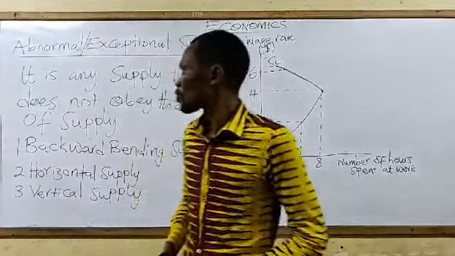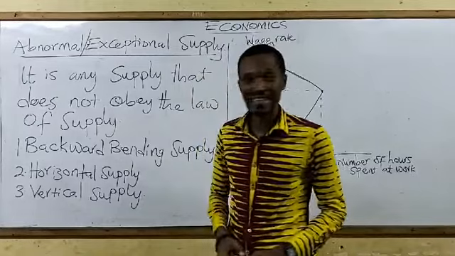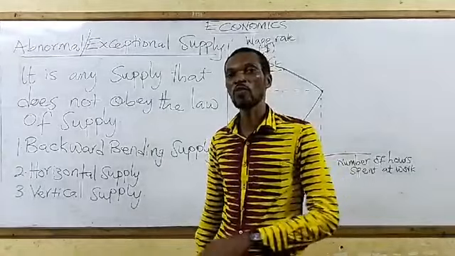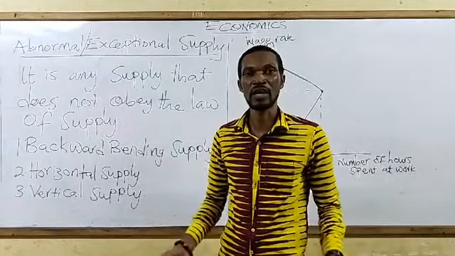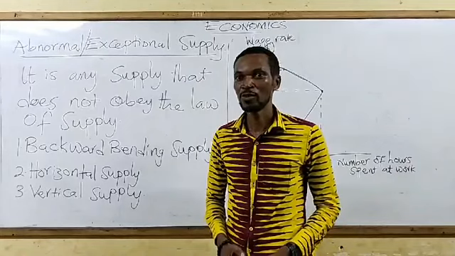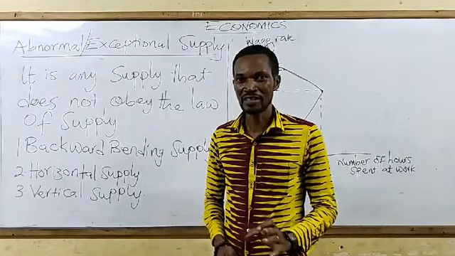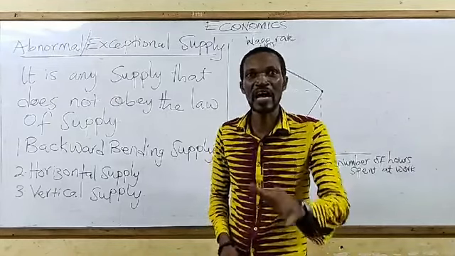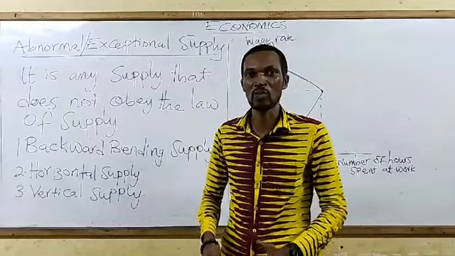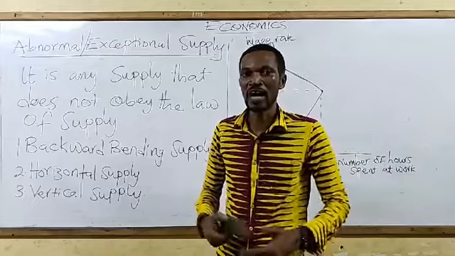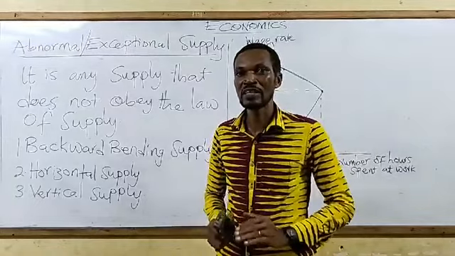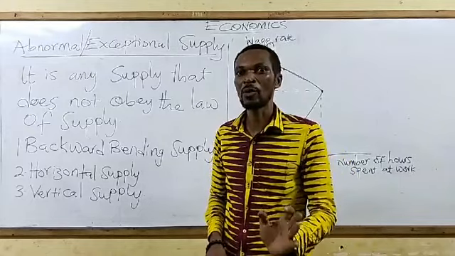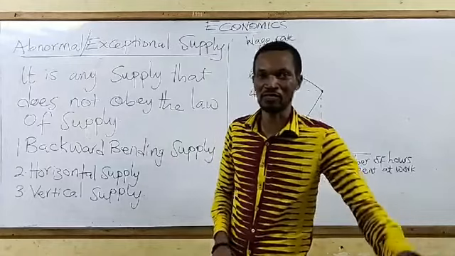Good. So, what are the types we are going to look at? At the SHS level, we are looking at 3 types of abnormal or exceptional supply. And usually, it can be very tricky. It can be asked: abnormal supply curve. When you are asked what is abnormal supply, define abnormal supply without a curve. When you are asked what is abnormal supply curve, explain abnormal supply curve. This same thing applies to abnormal demand and abnormal demand curve.